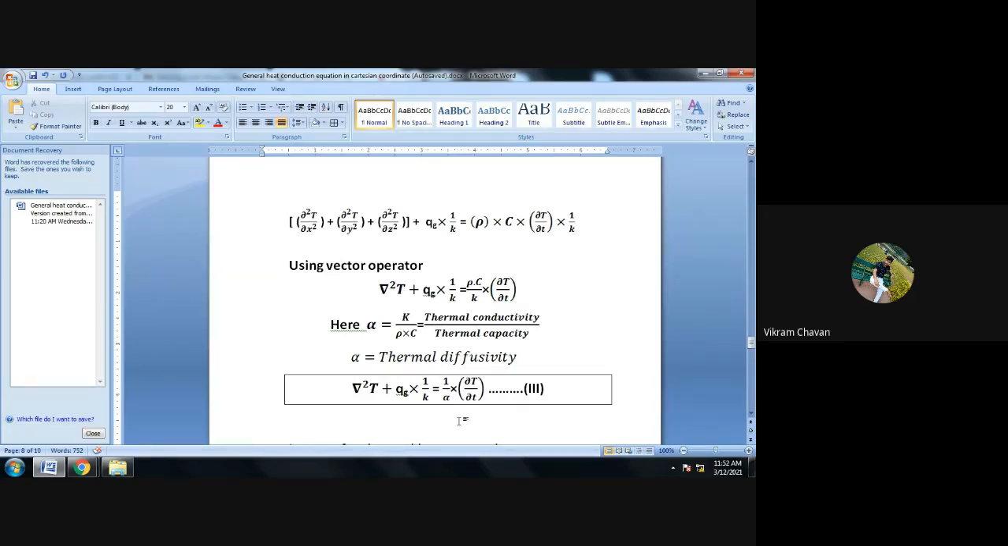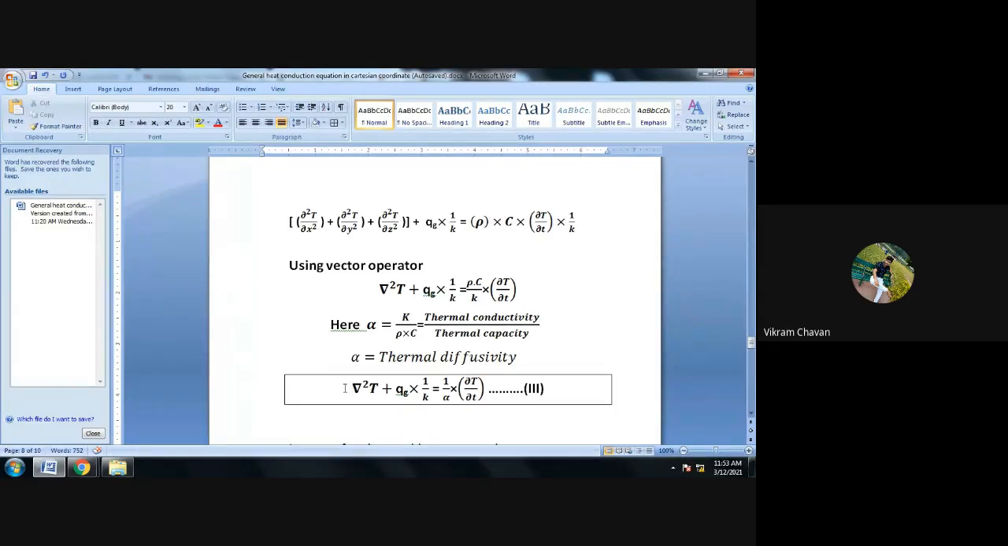Getting everyone? What is meant by alpha? Alpha is called the thermal diffusivity, and its formula is k by rho c, where k is the thermal conductivity and rho c is called the thermal capacity. Rho is the density of the material and c is the specific heat of the material. Thermal diffusivity is also a property of a material, like thermal conductivity. So alpha is equal to thermal diffusivity, and accordingly we have modified our general heat conduction equation.